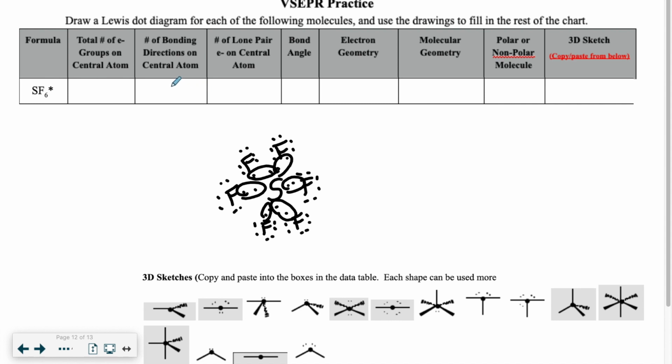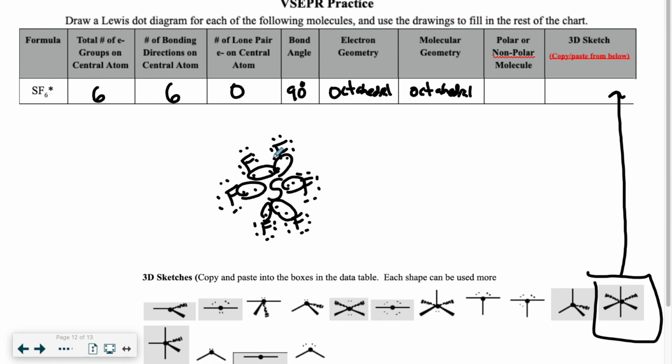So we're going to have 6 bonding directions, 0 lone pairs, so that is the family of 6. Our electron geometry is going to be octahedral. Molecular geometry is also going to be octahedral. Bond angle is going to be 90 degrees. And for a 3D sketch, we are looking for this one right here. So we have all 6 of our bonds.